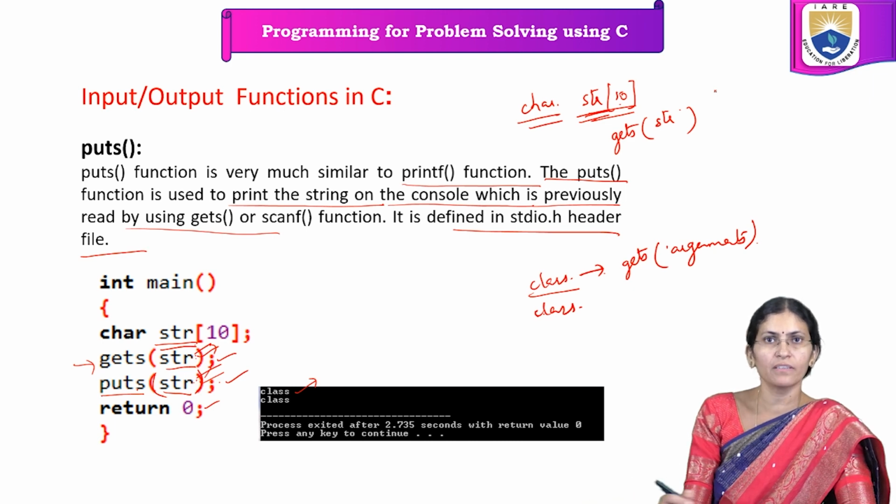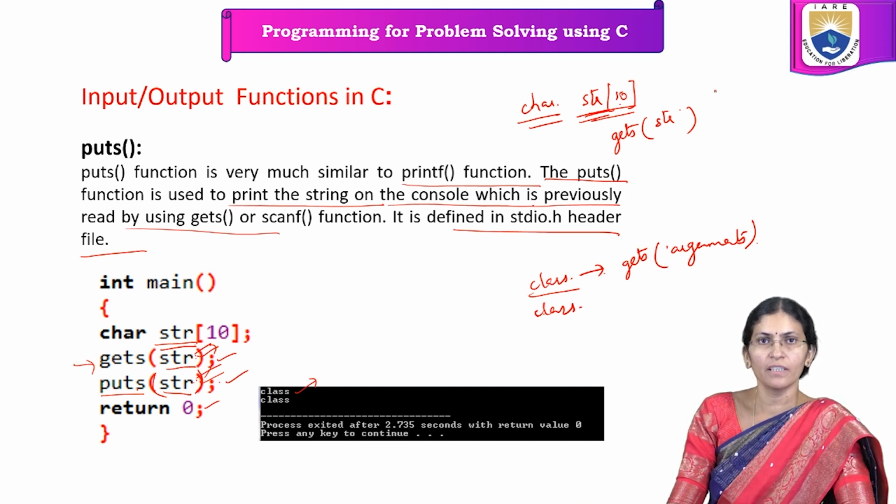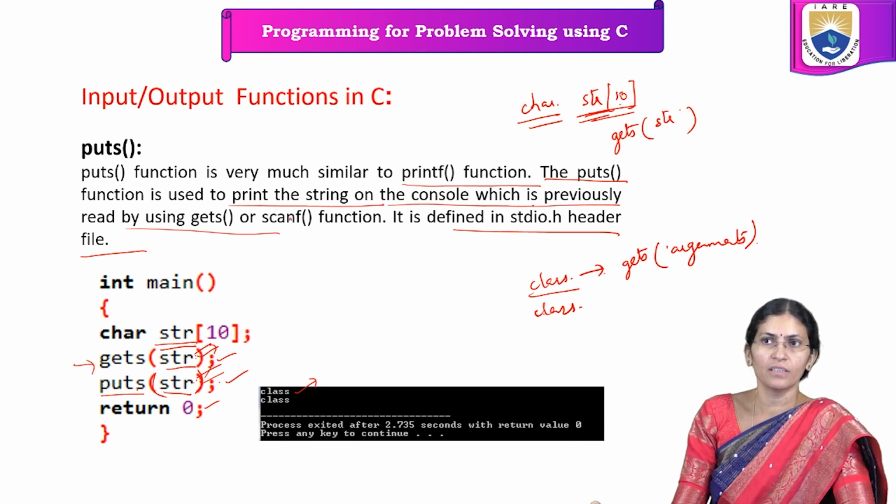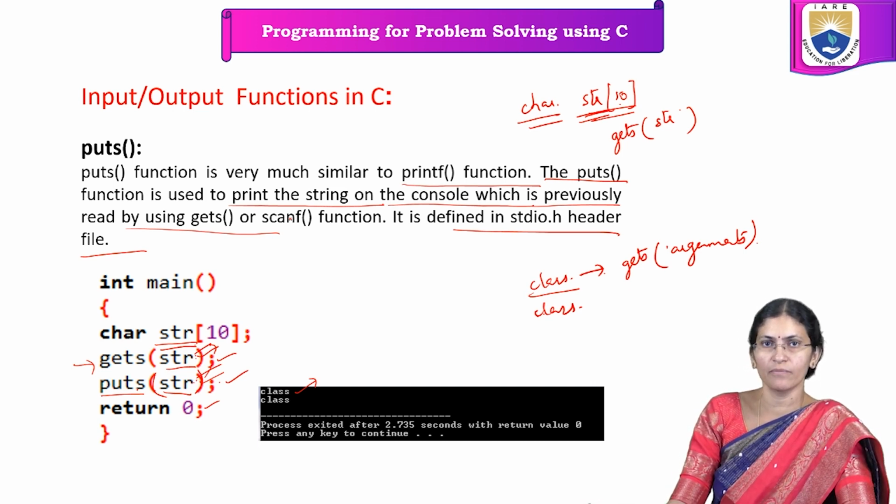In unformatted functions, we have seen getch, getchar, getche, etc., and then the gets function. For output, in order to display the output, we have puts, putchar and putch. We have also seen the differences between the input functions available, that is getchar, getch, and getche.